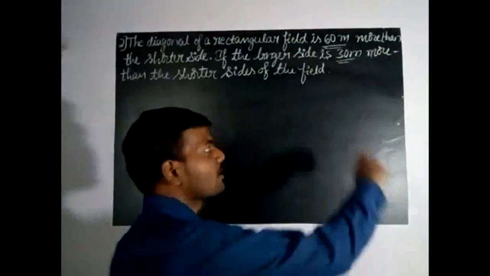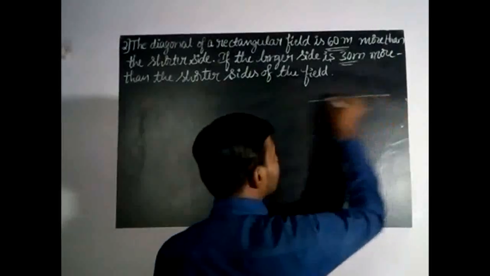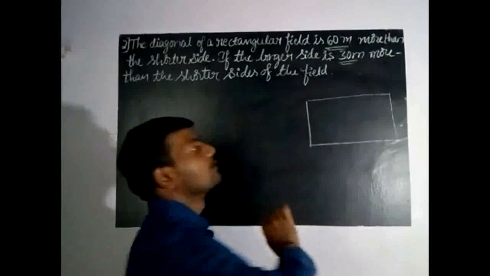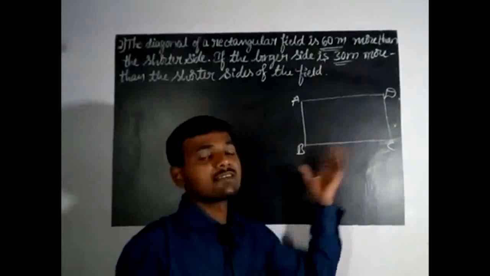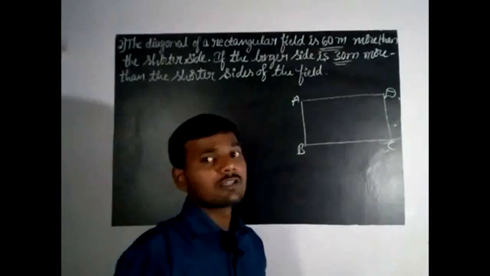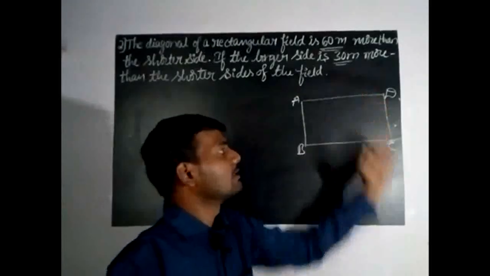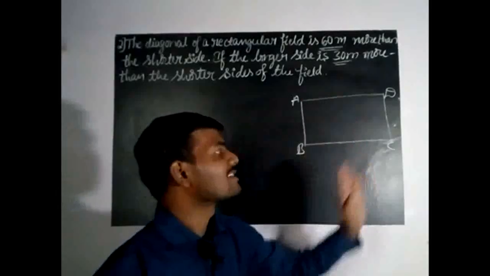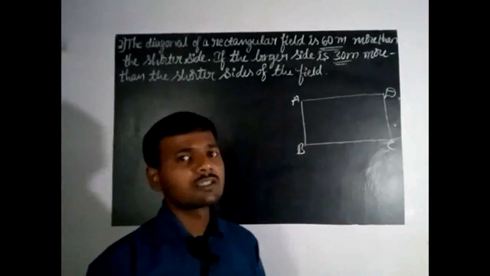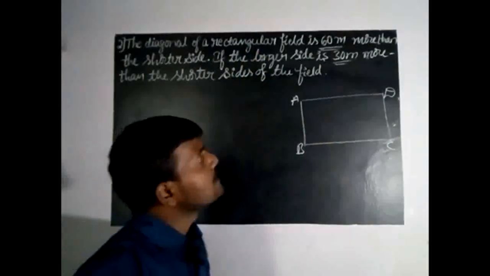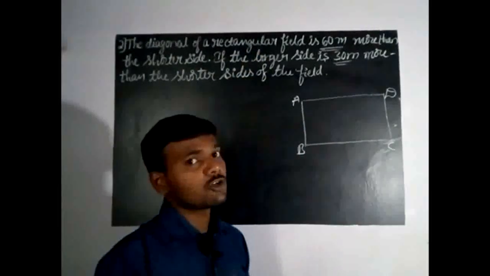Let us draw the rectangle. Let us consider a rectangular field ABCD. Here the shorter sides are AB and CD, and the longer sides are AD and BC. The diagonal of a rectangular field is 60 meters more than the shorter side.